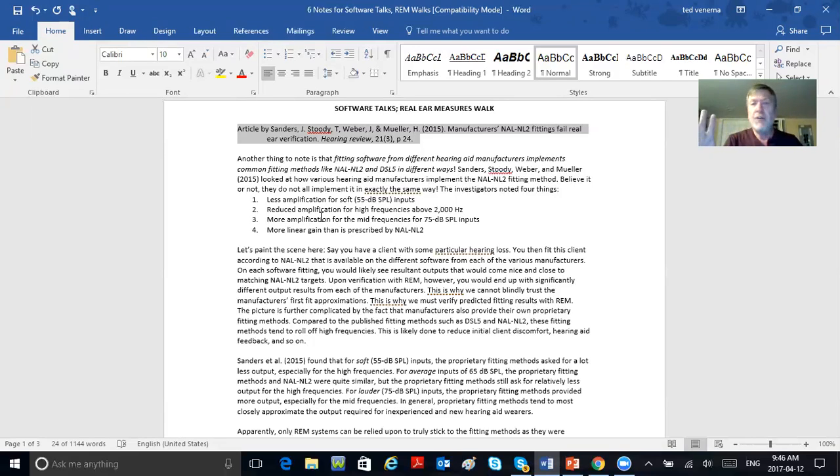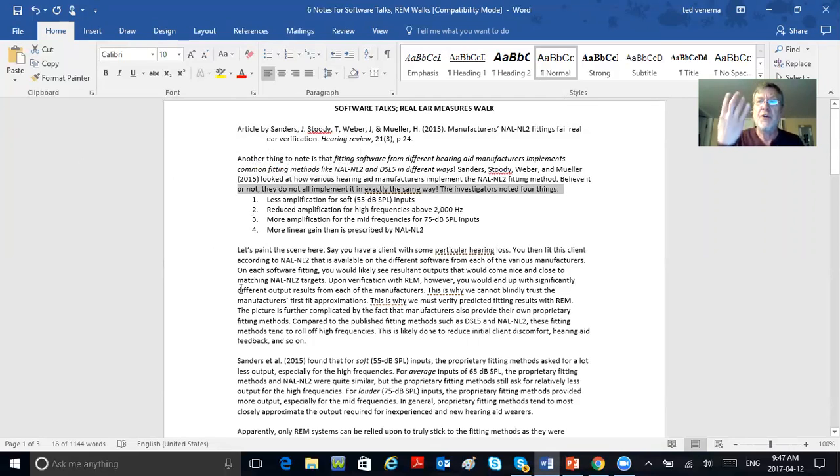So NAL2, you'd think, is NAL2. Manufacturer software buys the rights to use NAL2, and then they wrinkle it a little bit in different ways. This is really wild. It's like, are you kidding me? All right. Sanders, Studi, Weber, and Mueller in 2015 looked at how various manufacturers implement the NAL2 method. Believe it or not, they do not implement it all exactly in the same way.